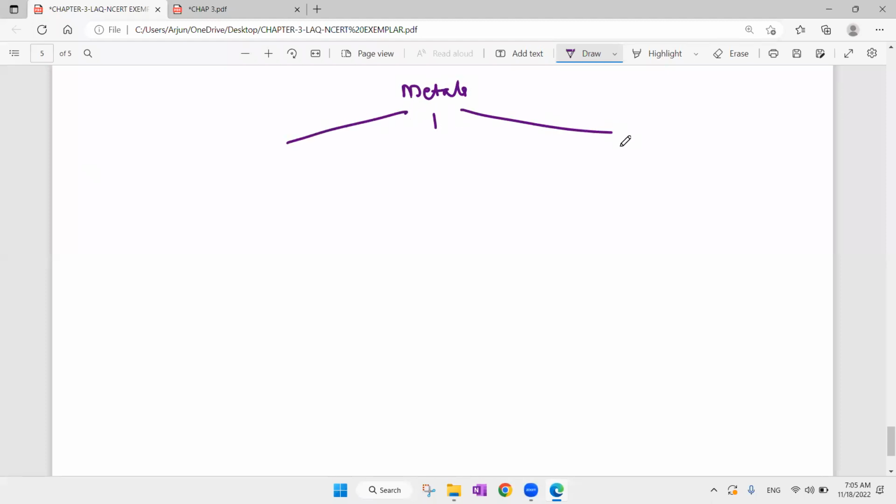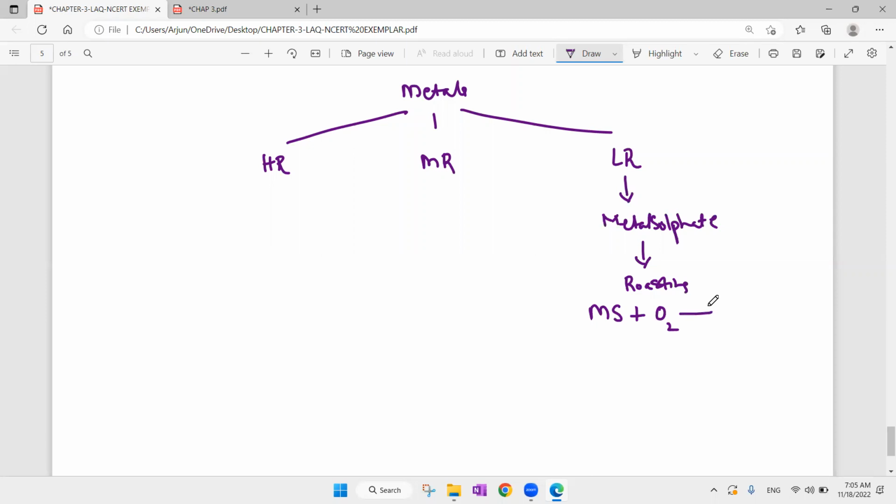You see, metals are in three categories: high reactive metal, moderate reactive metal, and least reactive metal. Coming to least reactive metal, that metal will be in the form of metal sulfide. If you have metal sulfide, you have to go with the roasting process. What is the roasting process? Metal sulfide, you have to heat in presence of oxygen. If you heat, what happens? That will be converted to metal oxide and sulfur dioxide gas is produced.